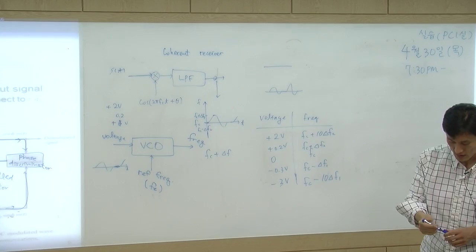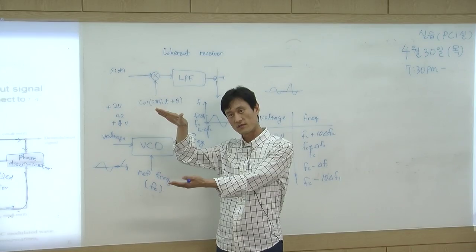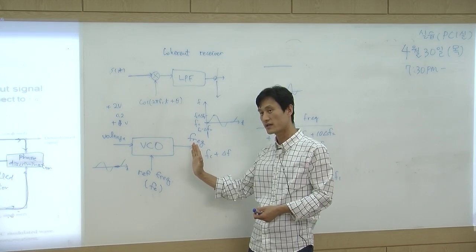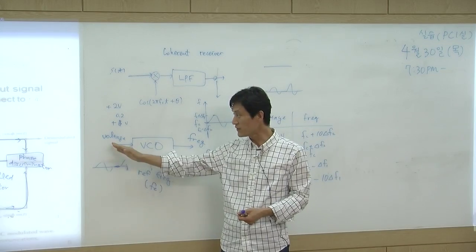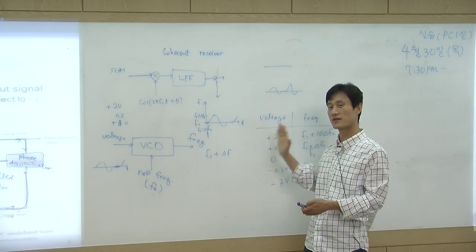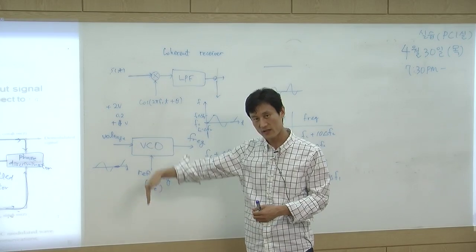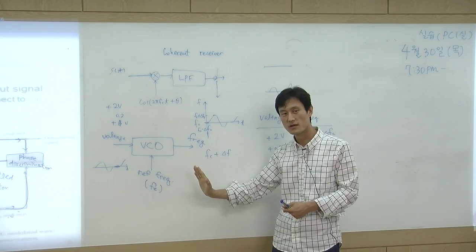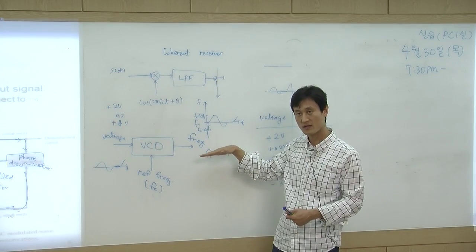Simple, very simple, right? If the input voltage goes positive, some positive voltage comes in, the frequency is getting a little bit faster, getting higher. If you have a big positive voltage, then the frequency is getting even higher. And if the input voltage goes negative, small negative, then the frequency is getting a little bit slower. If a big minus voltage comes in, your frequency is getting much slower.